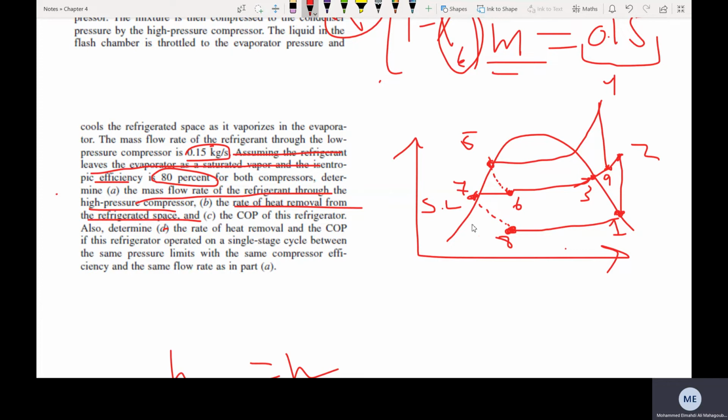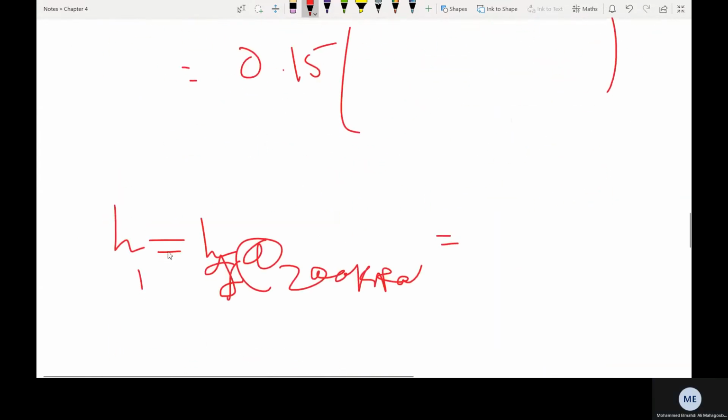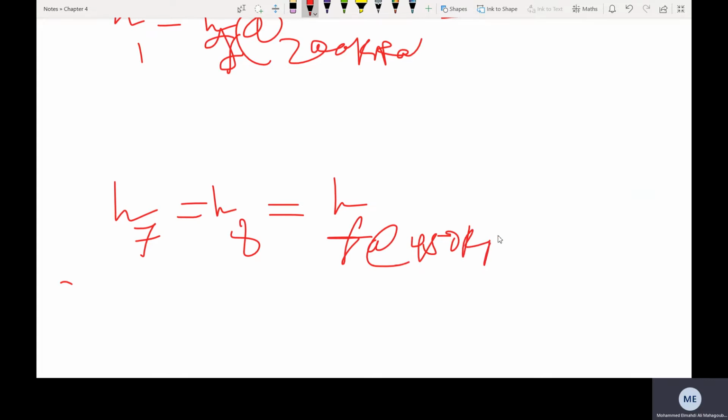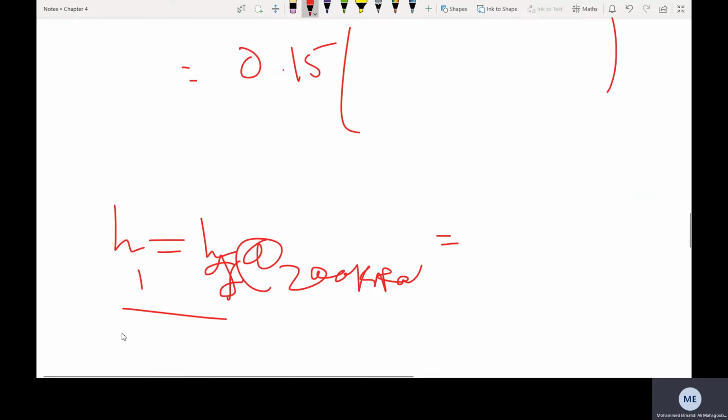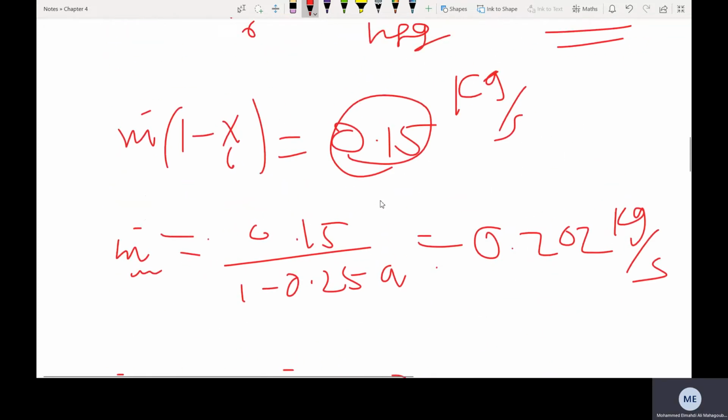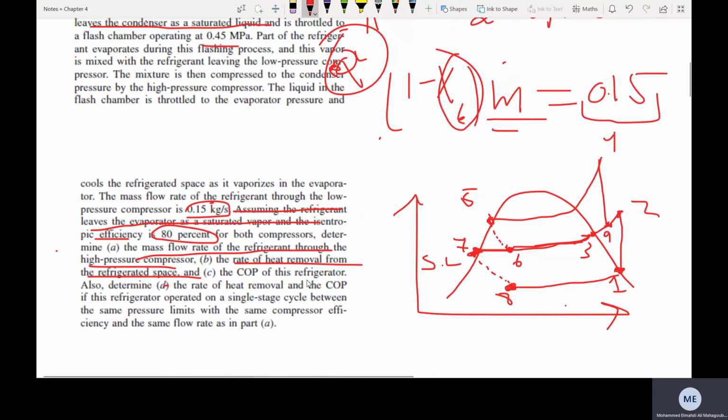So Q_L is the rate of heat removed from the refrigerated space, and I know what H7 is because I know this intermediate pressure. H7 is equal to H8, and I need H8, which is hf at that pressure, 450 kilopascals. So I'm going to calculate what H8 or H7 is, and I'm going to calculate H1, and put the higher one first, H1 minus H8, and I'm getting my value. As simple as that.